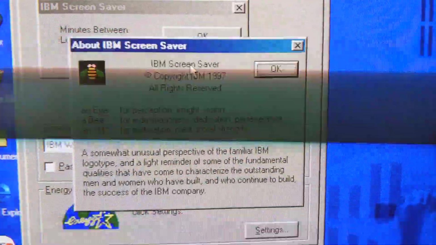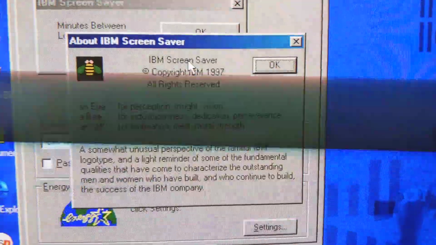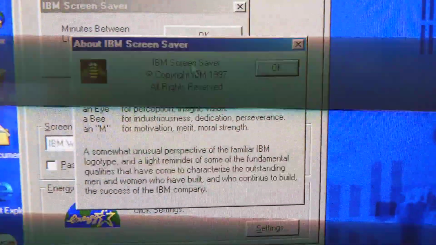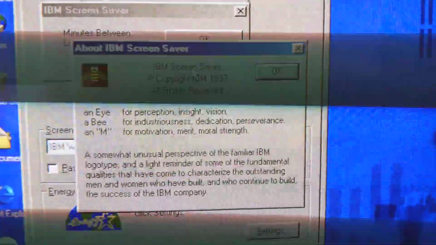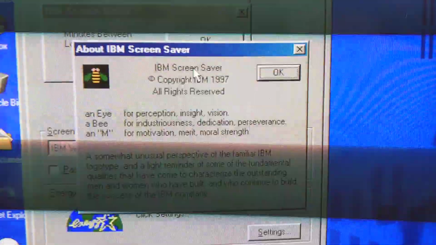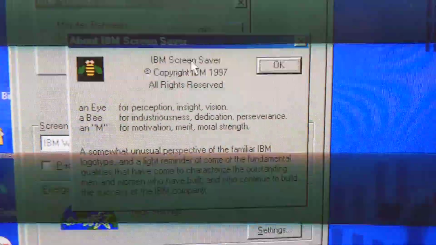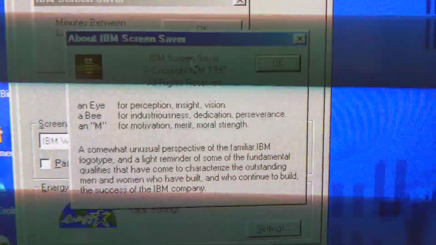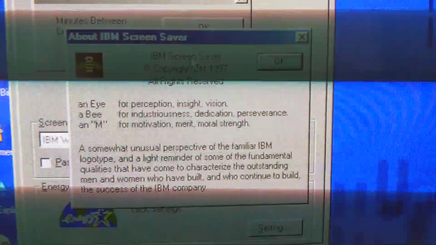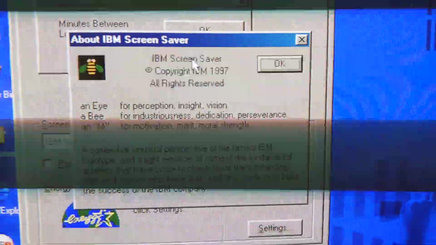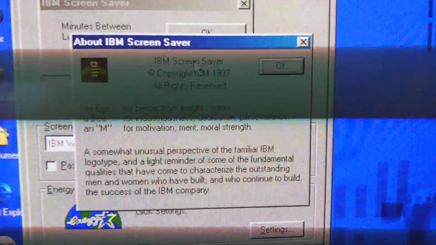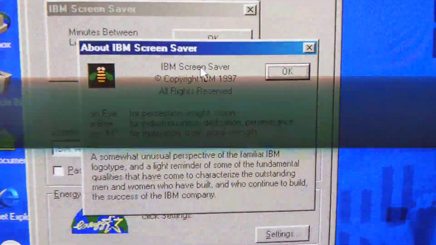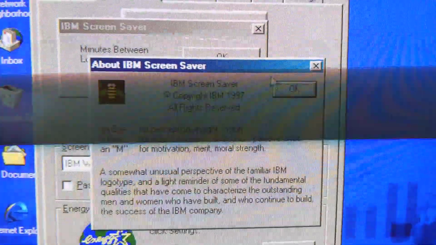An eye for perception, insight, vision. A B for industriousness, dedication, perseverance. An M for motivation, merit, moral strength. A somewhat unusual perspective of the familiar IBM logo type, and a light reminder of some of the fundamental qualities that have come to characterize the outstanding men and women who have built and who continue to build the success of the IBM company.